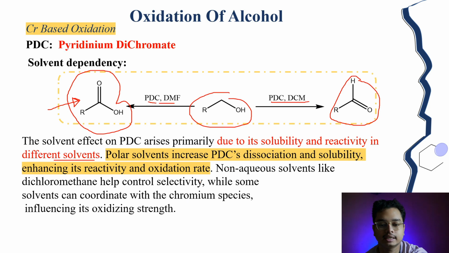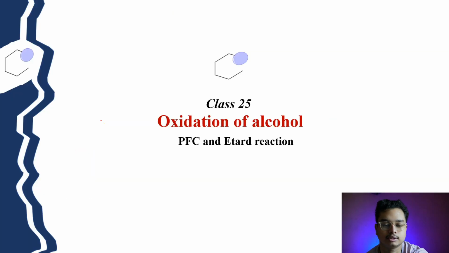Polar solvent increases PDC dissociation and solubility, enhancing its reactivity and oxidation rate, and DCM is also a non-aqueous solvent. In the case of DCM, there is little to no water content, and that actually helps to control selectivity. But DMF contains water content, which coordinates with the chromium species, influencing its oxidizing strength, and that's why uncontrolled oxidation is shown.